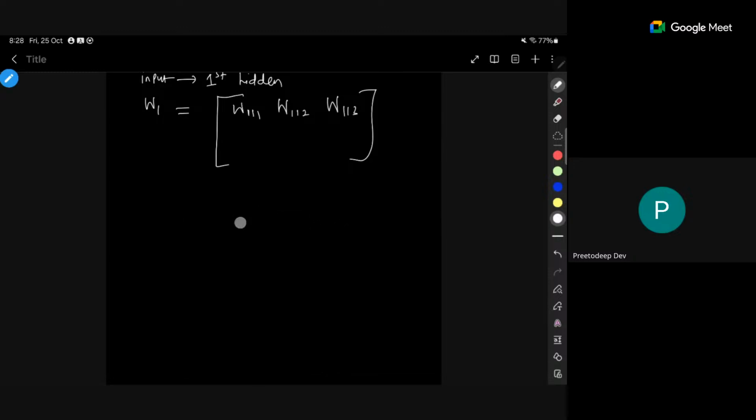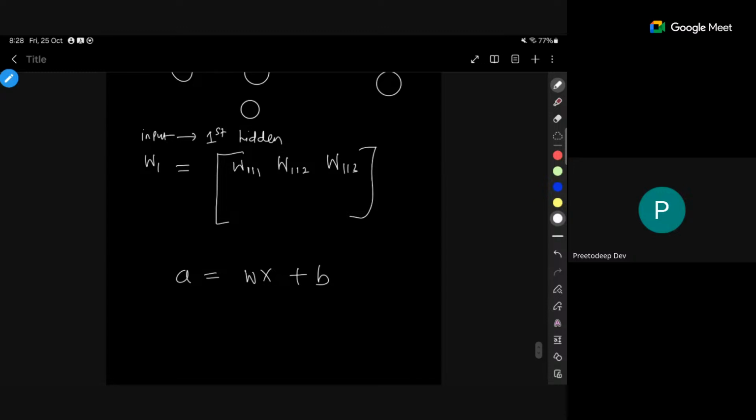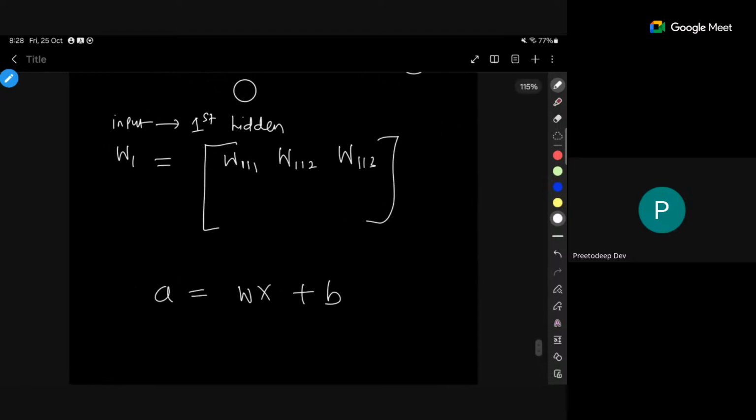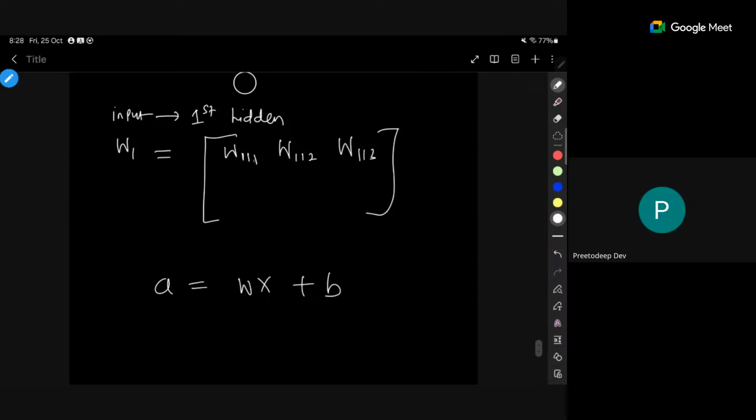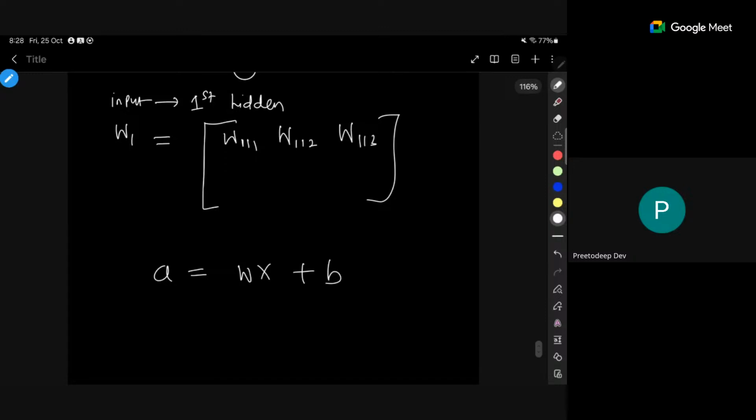We will just take A is equal to WX plus B. We don't need to take W transpose. Whatever way it is defined, this is the only way we'll always define it. Some confusion might happen here: should the indexing start from 0 0 or from 1 1? Generally, in the course it's explained starting from 1 1, and that is the terminology I used in the exam also. So it will start from 1 1.